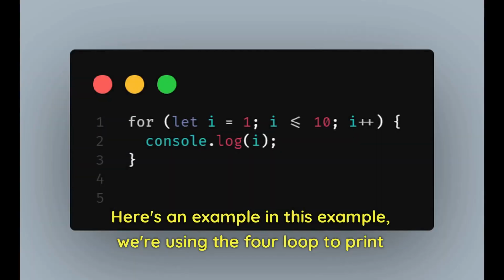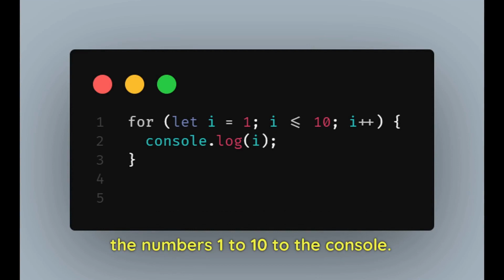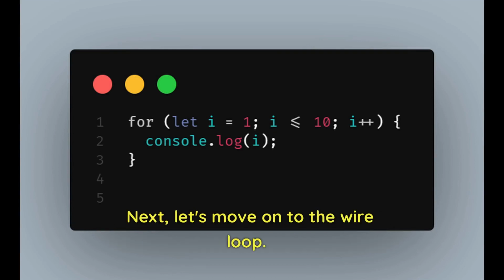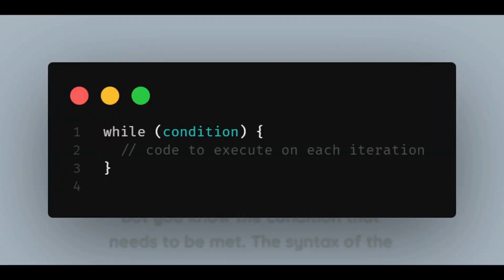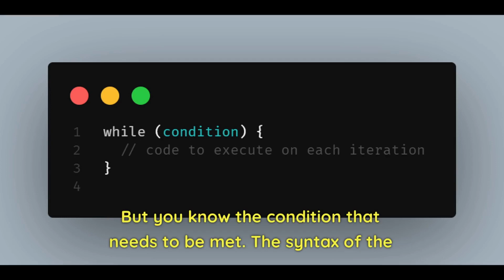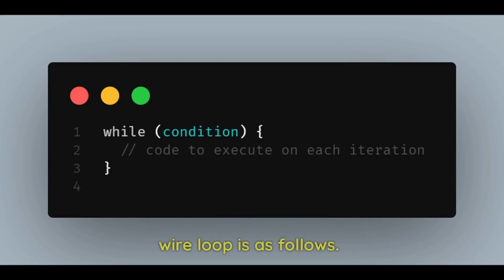Here's an example. In this example, we're using the for loop to print the numbers 1 to 10 to the console. Next, let's move on to the while loop. The while loop is used when you don't know how many times you want to execute the block of code, but you know the condition that needs to be met. The syntax of the while loop is as follows.